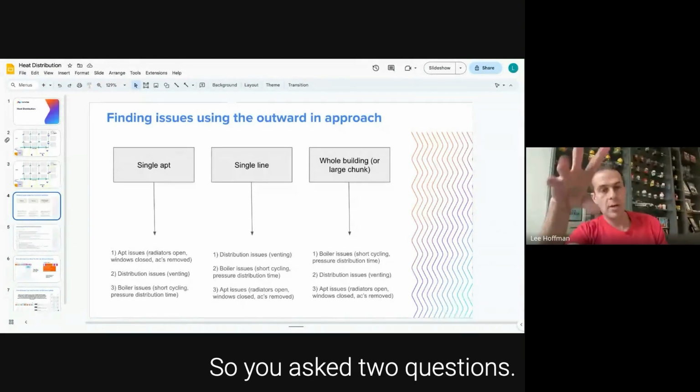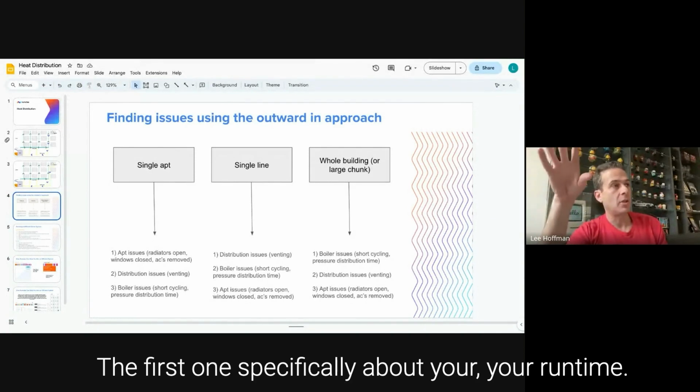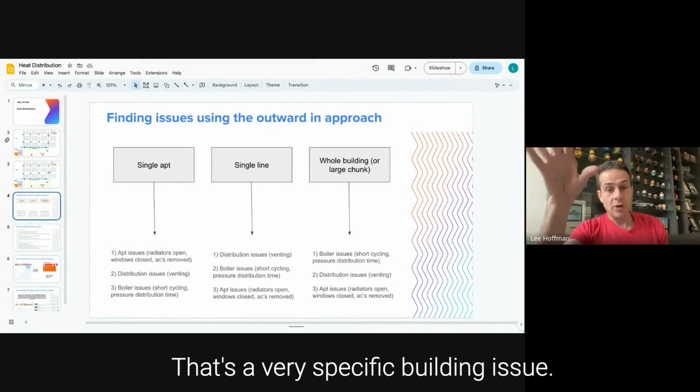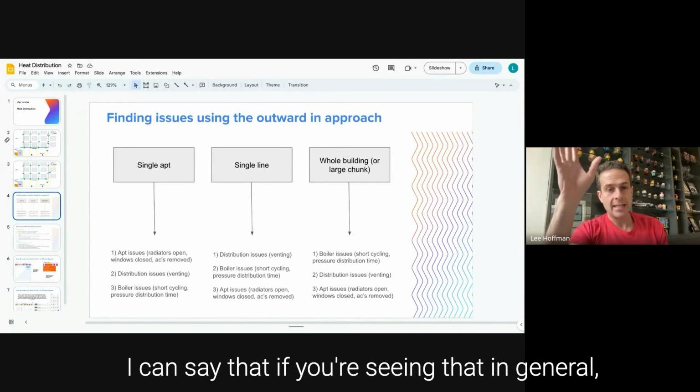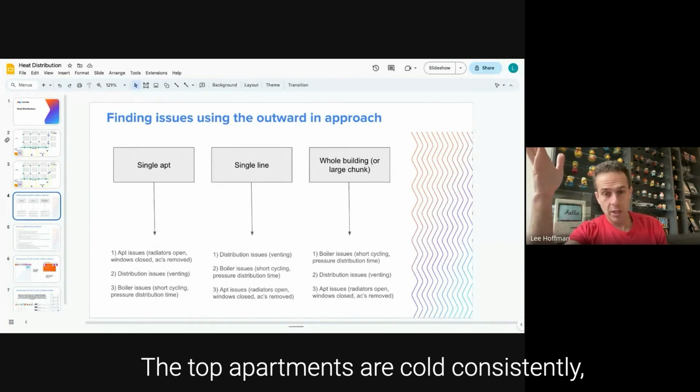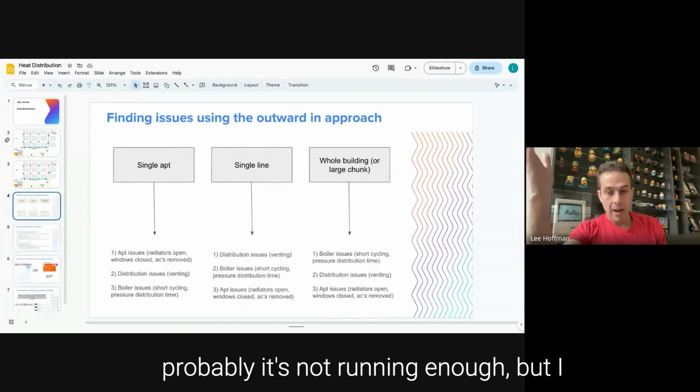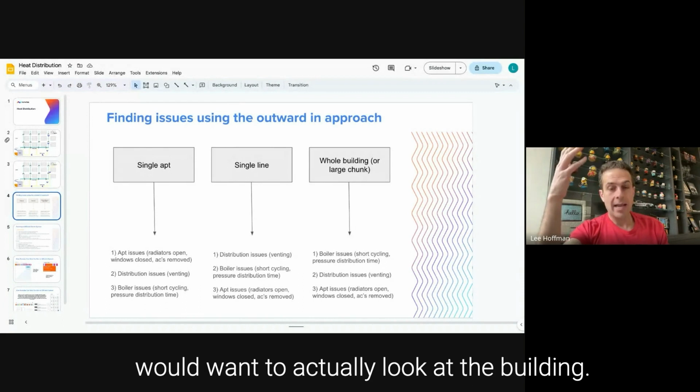Yeah. So you asked two questions. The first one specifically about your runtime, that's a very specific building issue, and I don't want to just give you a generalized answer. I can say that if you're seeing that in general, the top apartments are cold consistently, probably it's not running enough, but I would want to actually look at the building.